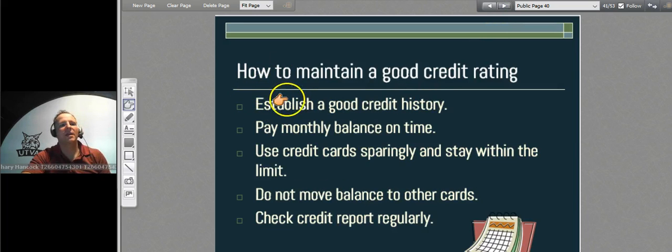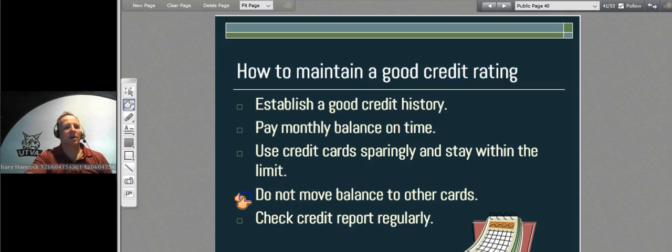How to maintain a good credit rating. You establish good credit history. That means you're paying your bills and paying them on time. Okay, pay monthly balances on time. Use credit cards sparingly and stay within your limits. So when I first got my credit card, I think I had like a $500 limit. Okay, so if I were to go over that limit, they wouldn't like that too much. So you want to make sure you do that, and then they'll say, "Hey, you get a bigger limit because of this or that or the other."